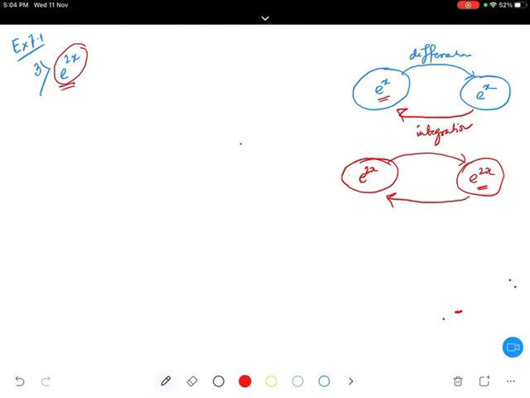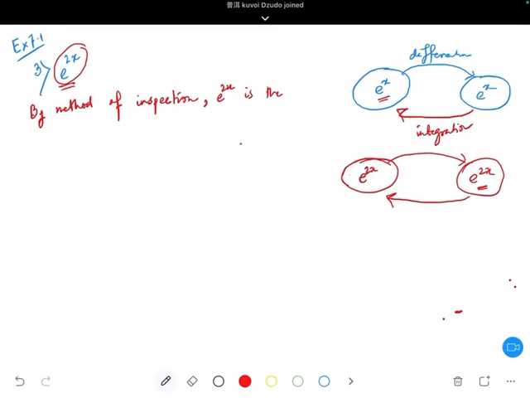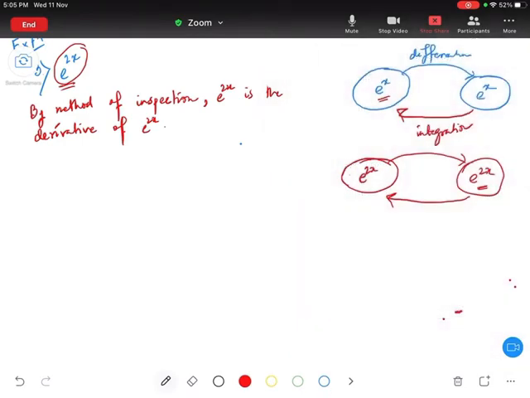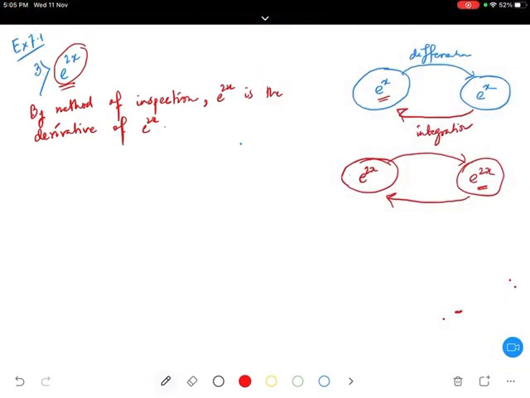So here I will write: by method of inspection, all we need to assume is the closest function of the derivative. By method of inspection, e to the power 2x is the derivative of e to the power 2x. So by method of inspection, we see that the derivative of e to the power 2x is e to the power 2x. So what I will do is differentiate e to the power 2x now.